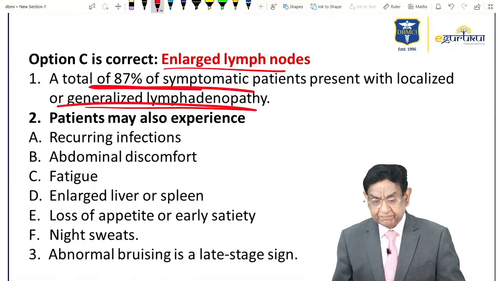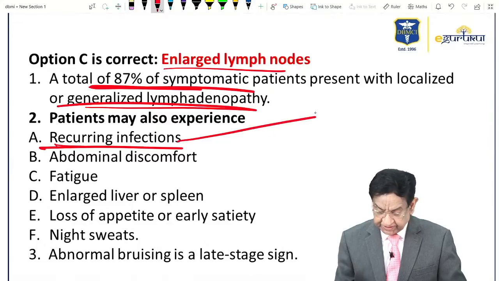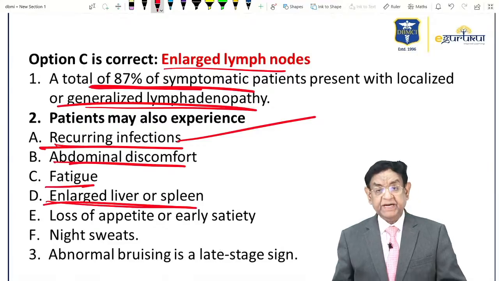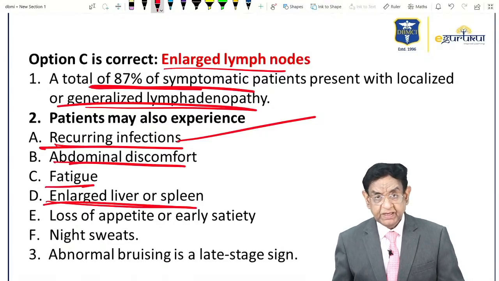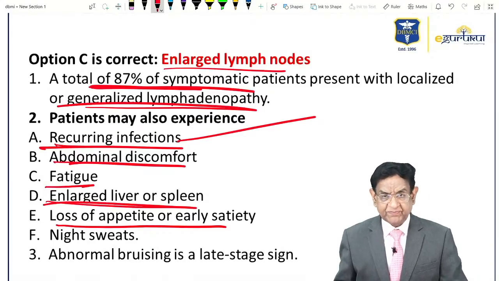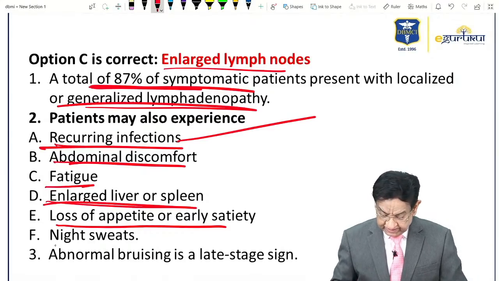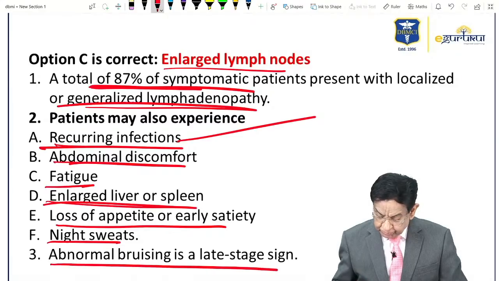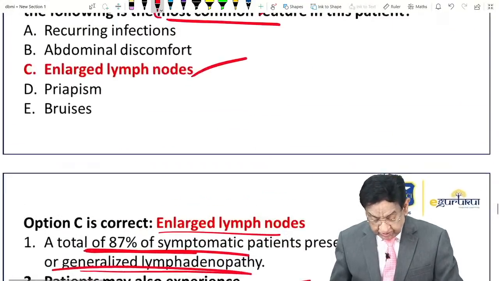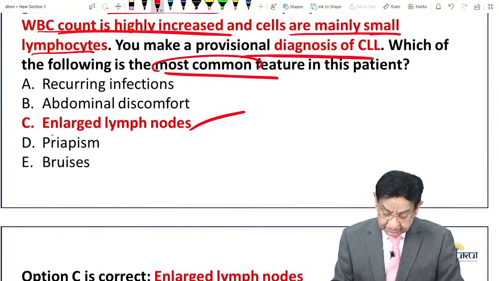In addition to that, patients are prone to recurring infection, abdominal discomfort, fatigue, enlarged liver or spleen. They are the additional features. Why these are features I'm going to discuss soon. Loss of appetite or early satiety, the person feels that he has no appetite, night sweat. Abnormal bruising is a late feature. It's not an early feature. So let's go back to this. This is a late feature.